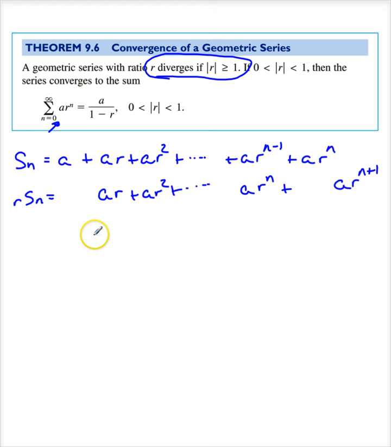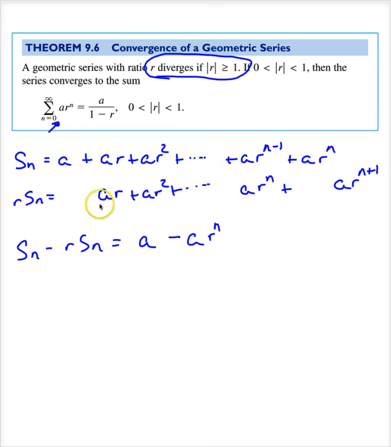Now, you can see where this is going. Now I'm going to subtract these two equations. So S sub n minus r Sn is what? Well, these terms are going to cancel, and those middle ones cancel, and I'm left with a minus a r to the n plus 1.